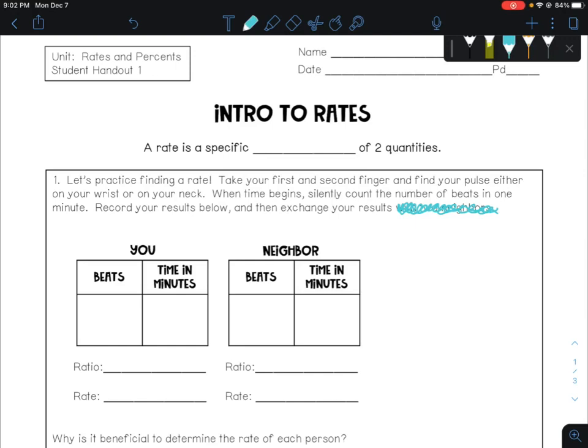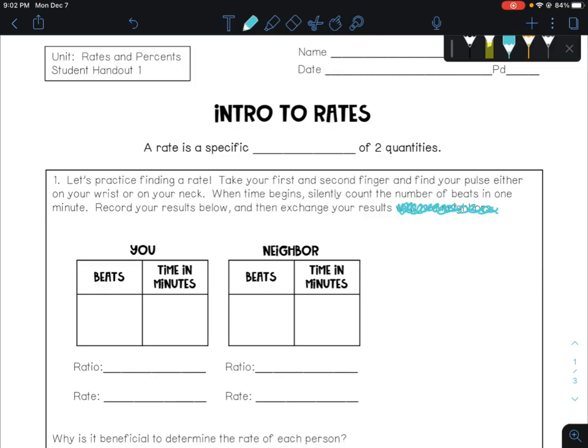We're on our first lesson of the Rates and Percents unit, Unit 6, and this lesson is called Intro to Rates. So we're going to start by doing a little exercise here where we're going to count our pulse. We're going to find our pulse, okay? To do this, you're either going to take the pulse on your wrist or on your neck.